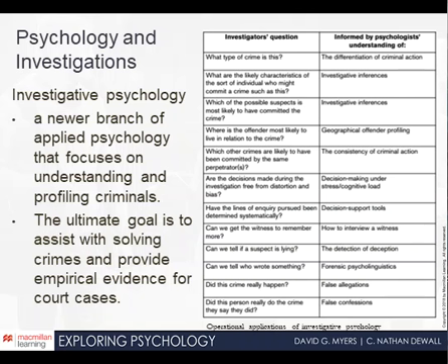Are the decisions made during the investigation free from distortion and bias? Have the lines of inquiry pursued been determined systematically? Can we get a witness to remember more? These all have psychological roots to them. So for the investigators' questions, they will rely a great deal on informed psychologists to provide clarity on these particular questions.